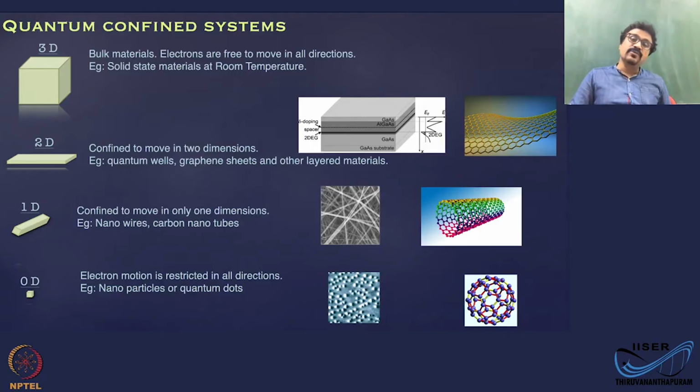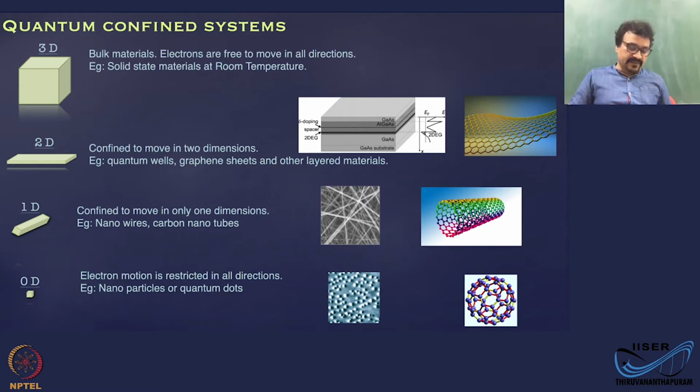Now, if you reduce one more dimension, then you get the one-dimensional system, carbon nanotubes or nanowires, where the electron is confined to move only in one direction, say for example the x direction, but the other two directions are so small that the electron cannot move in those two directions. Those are the one-dimensional systems.